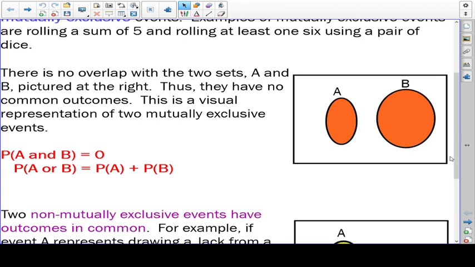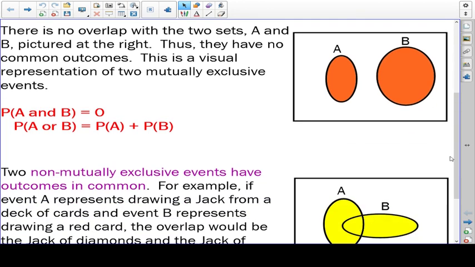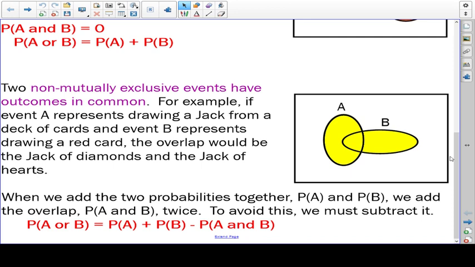The probability that A or B happens is the probability of A plus the probability of B when the events are mutually exclusive. For events that are non-mutually exclusive and have some shared outcomes, for example, drawing a jack or drawing a red card, and of course that overlap is drawing a red jack, which would be a jack of diamonds and a jack of hearts. To find the probability that A or B happens, we would take the probability of A, add the probability of B, but then we have to subtract the overlap. That is the probability of event A and B happening at the same time.